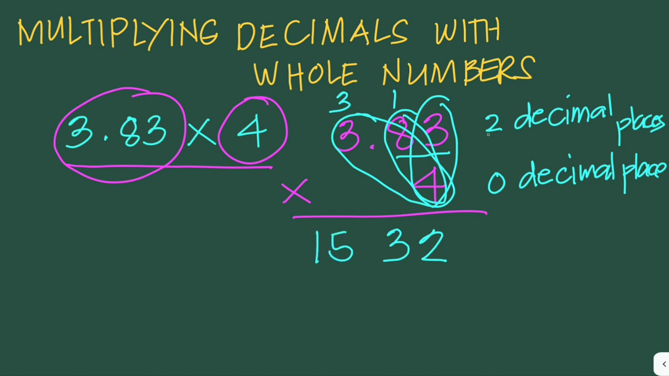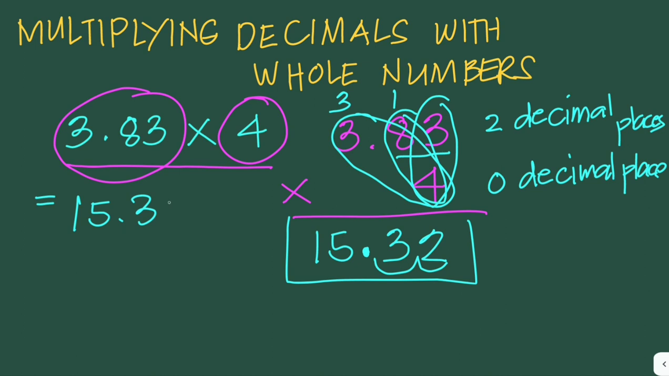Since we have a total of 2 decimal places, we count 2 decimal places for our answer or the product. So we place the decimal point here. So our answer is just equal to 15.32. So 3.83 times 4 is just equal to 15.32. So let's try another example.